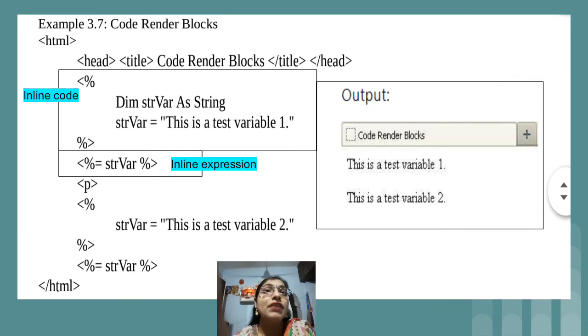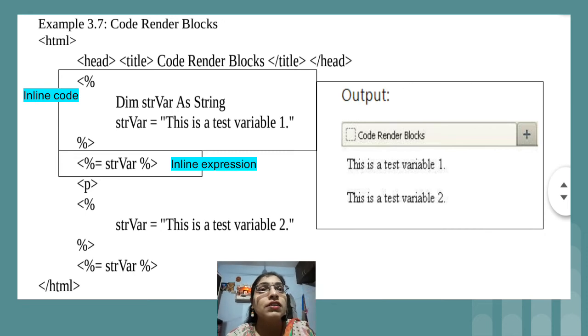As I have explained previously, inline code means if we have more than one expression to execute, in that situation we make use of inline code. So just see the inline code block, we have two statements to execute. First one is we have declared one variable strvar, Dim strvar As String, and then we have strvar equal to "this is a test variable".